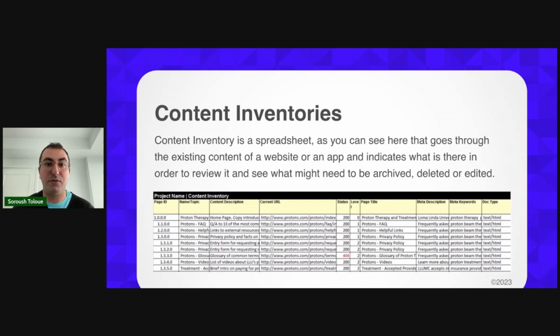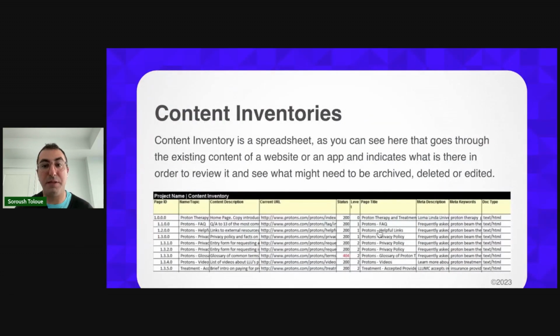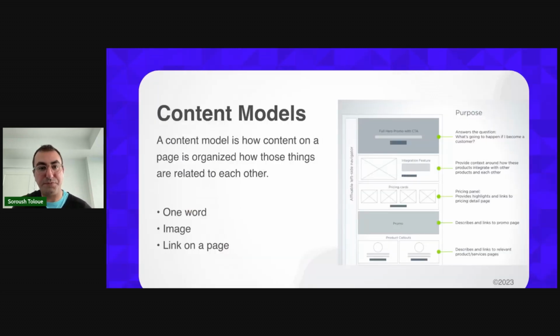A good example of a content inventory is this example, where you would see all the page IDs, the topic of the page, the topic description, the URL, the status. So 200 means it's live, 404 means it's missing, the levels, which are again based on the sitemap, the page title, the meta description, the meta keywords, as well as the document type. So this is a comprehensive content inventory example.